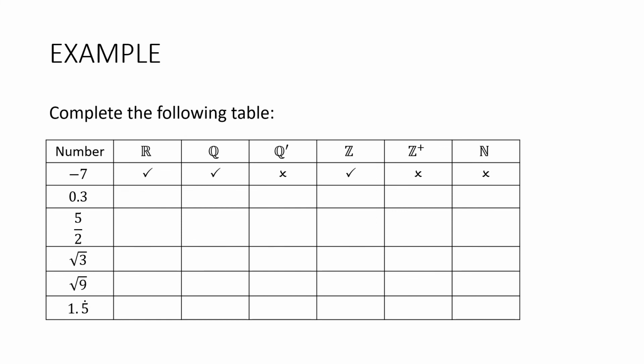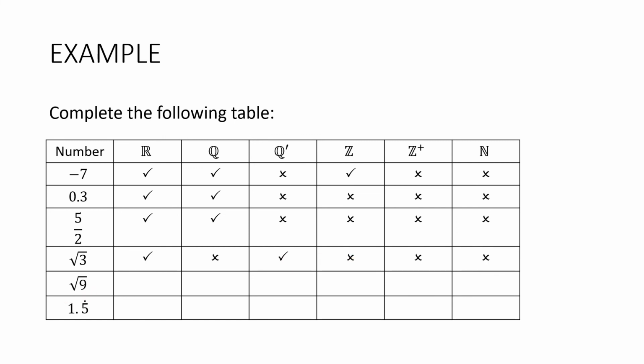Get the idea? Here we have a decimal, a terminating decimal. It is real, it is rational, it's not irrational, and it's not an integer. 5 over 2, it is real, it is rational, it's not irrational, it's not an integer, it's not a natural number. Square root of 3, okay, it is real, but it's not rational, so it's irrational. Does that make sense? And then it's not going to be an integer or a natural number.